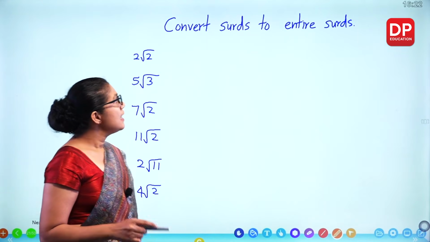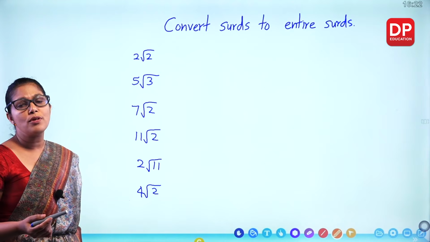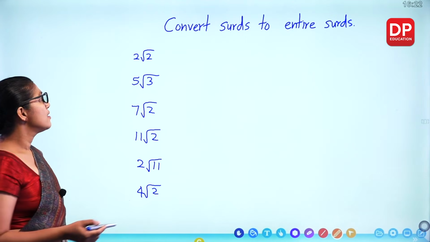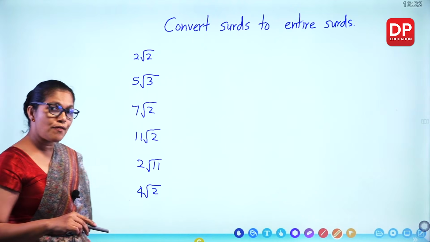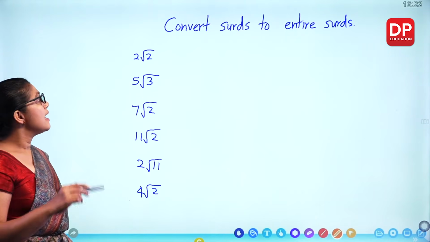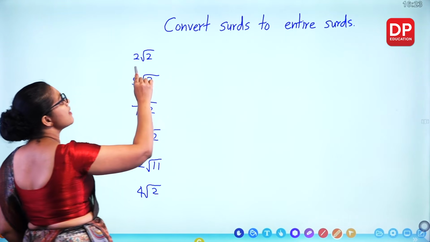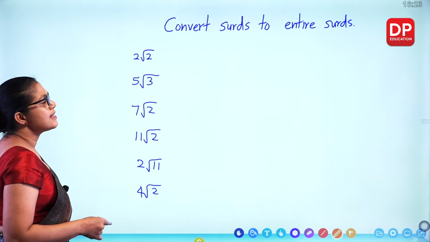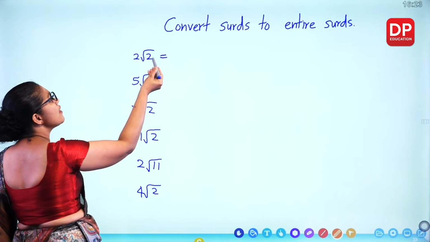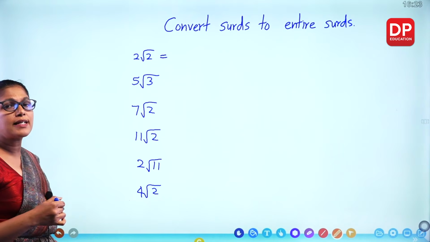Now we'll see when you get a surd value, how you convert this to an entire surd. So here, reverse process of the earlier one. Earlier we did entire surd to a surd value. Now surd value is given, you are asked to write as an entire surd. So how can we do that? Reverse process. Without taking outside, we are putting the number inside the radical form.